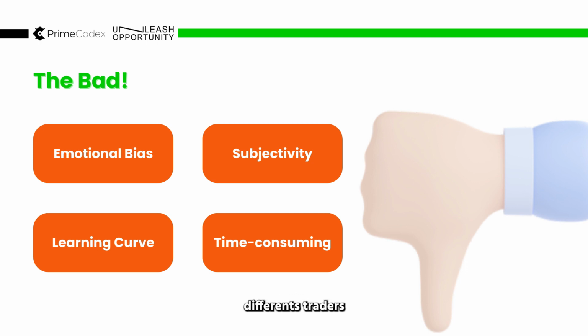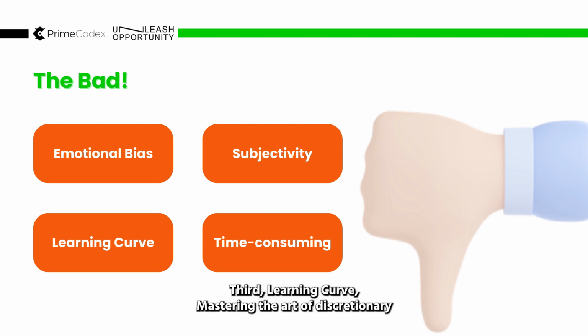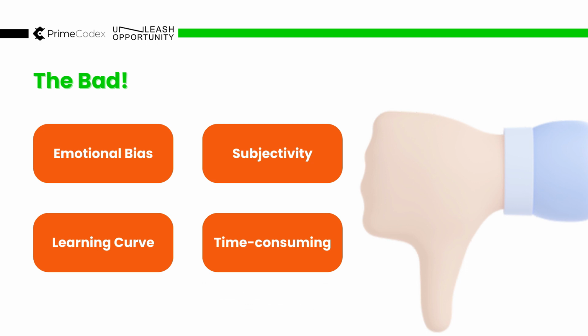Subjectivity. Different traders might interpret the same data differently, leading to inconsistency in strategy. Learning curve. Mastering the art of discretionary trading requires a steep learning curve and extensive market knowledge. Time-consuming. Analyzing chart fundamentals and making real-time decisions can be time-consuming and mentally demanding.